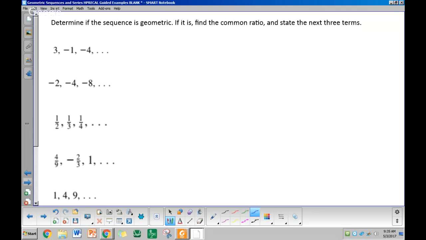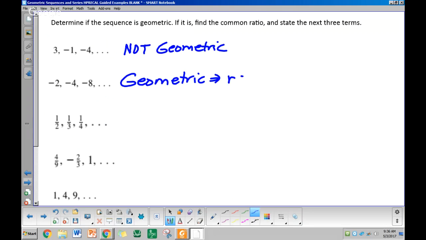Not geometric. Why? Because negative 1/3 is not the same as negative 4 over negative 1, right? There is no common ratio, so this is not geometric. Good. What about this next one? Yes, geometric, and r is equal to 2.